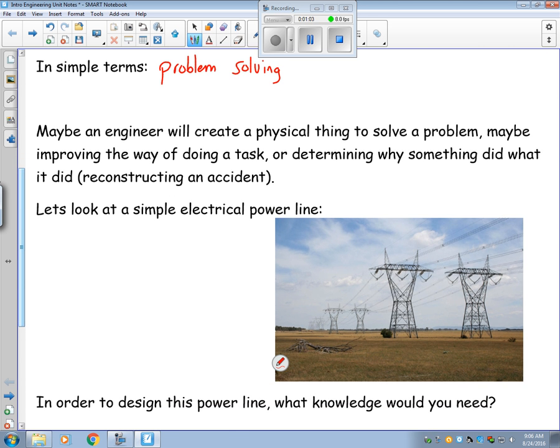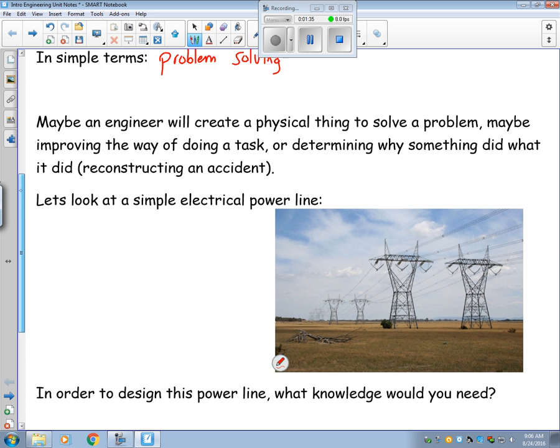So maybe an engineer will create something physical to solve a problem, like a bridge or a dam or a building maybe. Maybe the engineer will try to improve the way of doing a task. So look at how do we accomplish something and try to find a better way of doing it. Maybe an engineer is trying to determine why something broke. You know, why did that bridge fall down? Why did that building collapse? So looking at things like that.